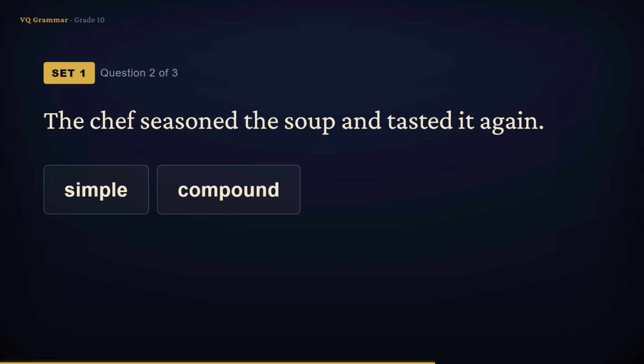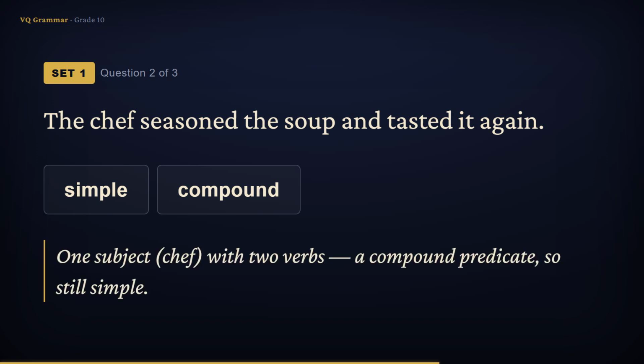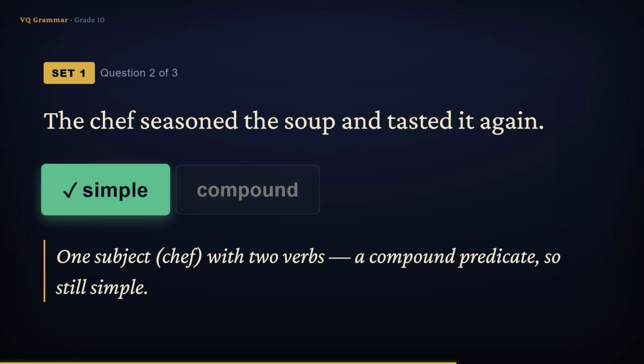The chef seasoned the soup and tasted it again. Careful here. There are two verbs, seasoned and tasted, so go hunting for a second subject. There is not one. "Tasted it again" cannot stand alone as a sentence. That is a compound predicate, so the sentence is simple.